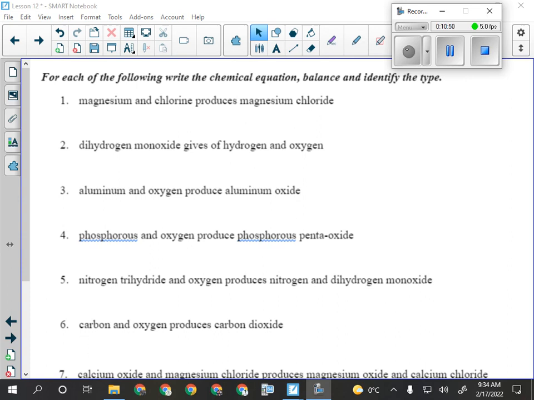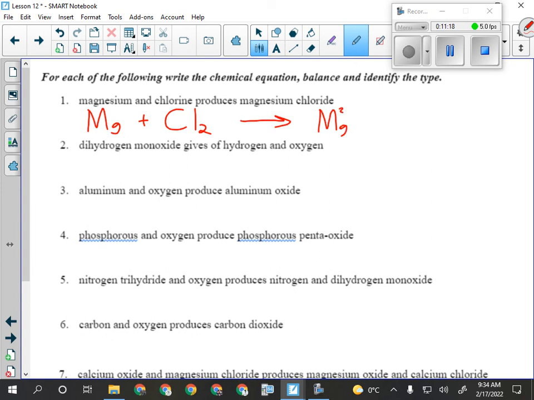Okay, so for number 1, I've got magnesium and chlorine produce magnesium chloride. When we're reading that as a sentence, the 'and' means plus. So magnesium is Mg plus chlorine. What do I have to remember about chlorine when I write it in a reaction from words? It's a Cl2, one of our special elements. If I forget that, I'm not going to balance this reaction correctly. And that's going to produce magnesium with a 2 plus and chlorine with a 1 minus. When I drop and swap, MgCl2.